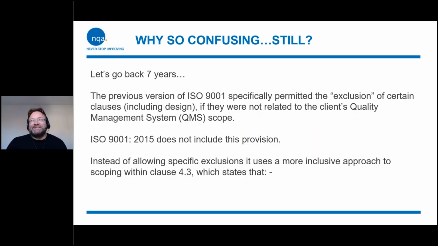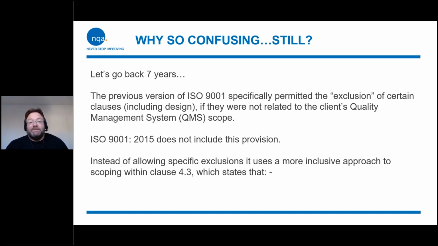Or feared? If you go back 7 years, those of us who've been in the industry for any length of time will remember various versions and iterations of ISO 9001. The previous version, back in 2008, specifically permitted the exclusion of certain clauses, and one of those clauses included design, if they were not related to your management system. ISO 9001:2015 did away with that idea of exclusion and introduced this idea of applicability.